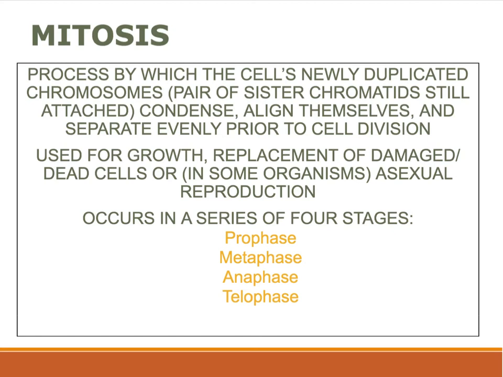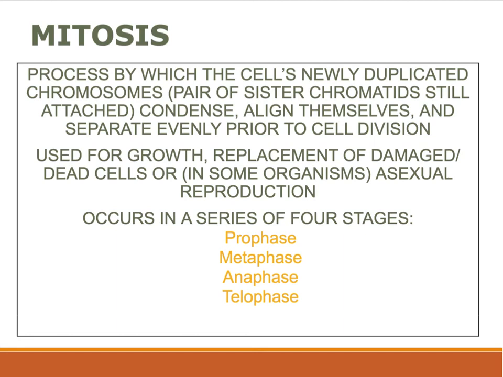So this is just a review. Mitosis is the process by which the cell's newly duplicated chromosomes condense, align themselves against essentially the equator of the cell, and divide. They divide evenly right before the cell actually divides. It's used for growth, replacement of damaged or dead cells, or even asexual reproduction.